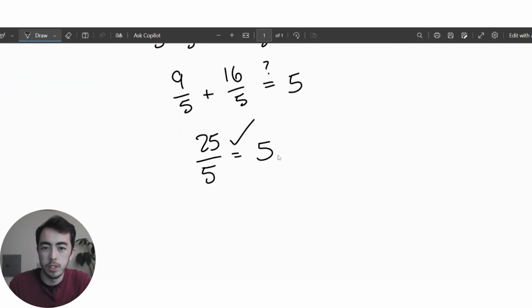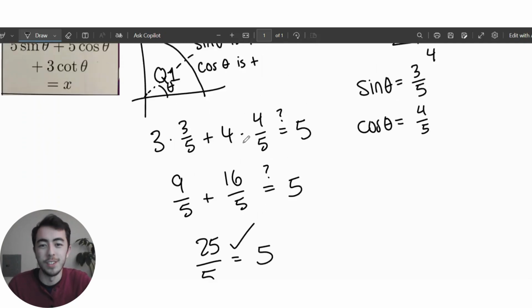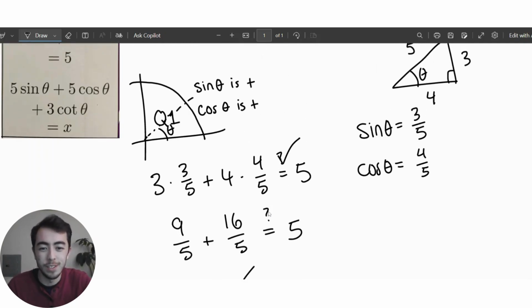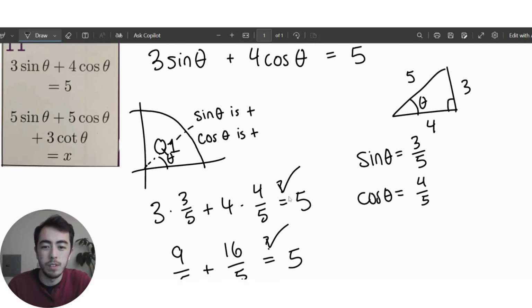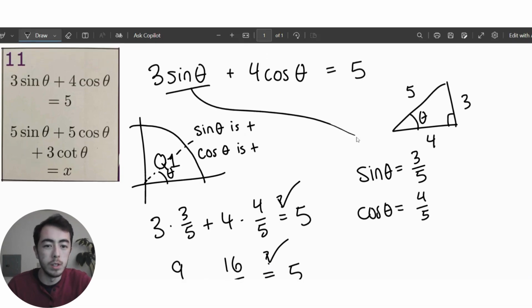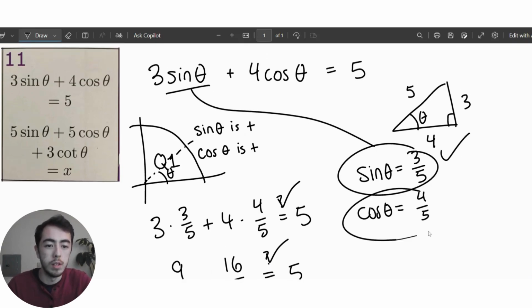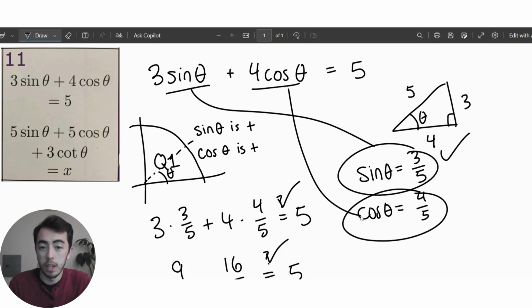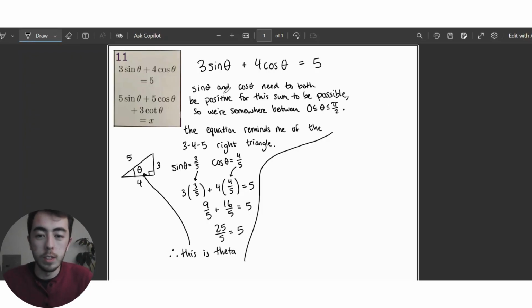So if this equation is true, then this equation is also true. So it looks like I'm allowed to do the substitution. Subbing in these values into this equation made it true. So I guess my theta is this one from this 3, 4, 5 triangle. That was a nice discovery. I cleaned up my thoughts a little bit.